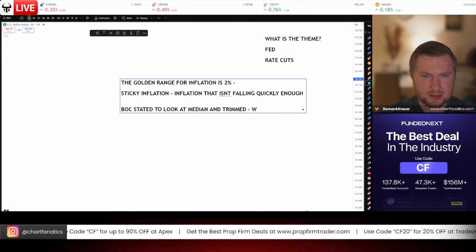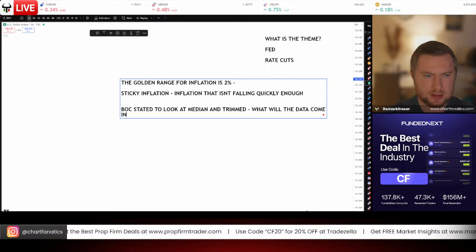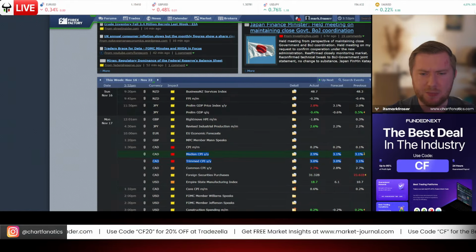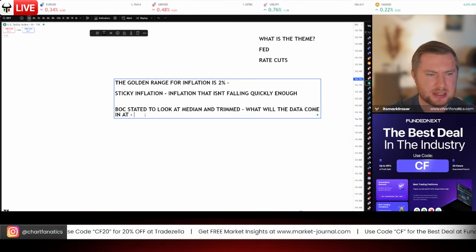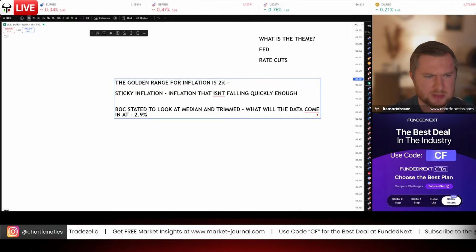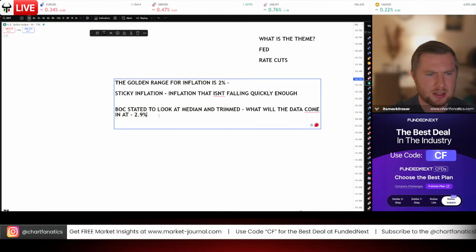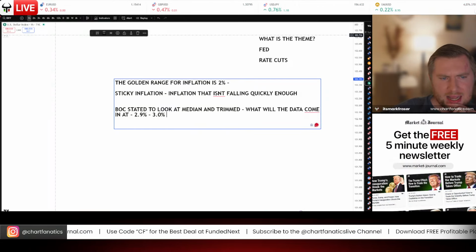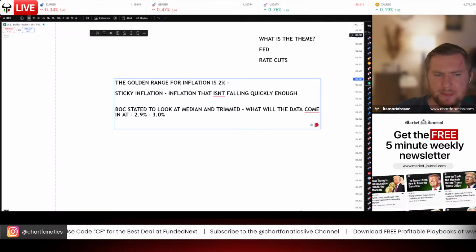Then we think, what will the data come in at? So we saw that, where is it? Trimmed median CPI 2.9 from 3.1. So that's a nice downside move there. 2.9%. What's my percent there? And then the other one is 3%, wasn't it? 3%. So that's basically bang in on the range at the Bank of Canada, because they're between 1% and 3%.